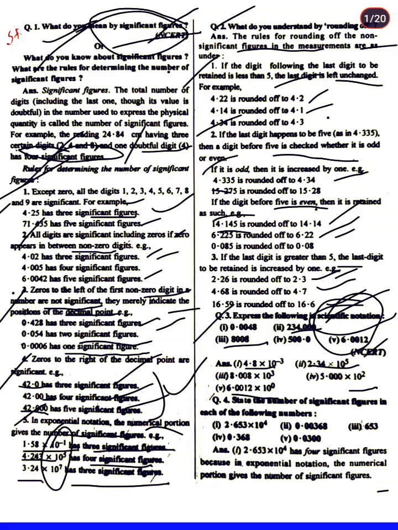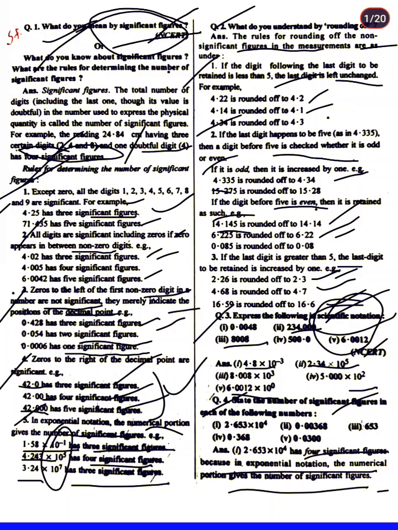Okay. Now next one is to state the number of significant figures in each of the following. For example, 2.653 multiplied by 10 raised to power 4 has 4 significant figures, because in the exponential notation the numerical portion gives the number of significant figures. Okay, this is how you will calculate significant figures.